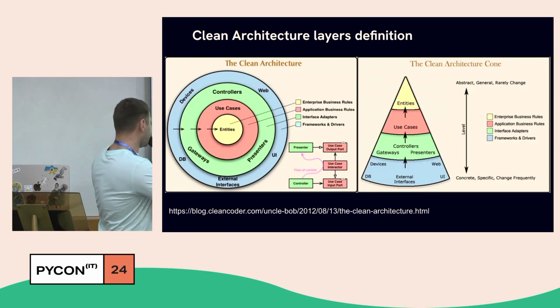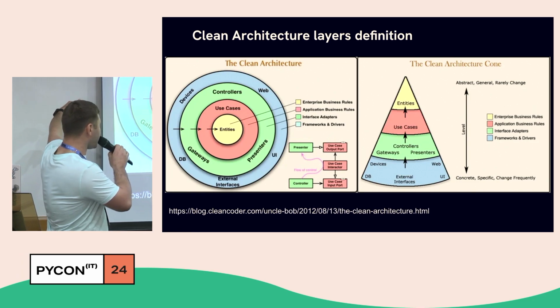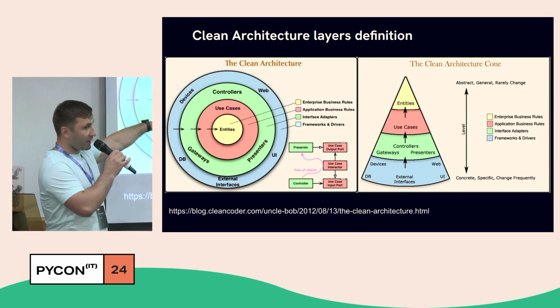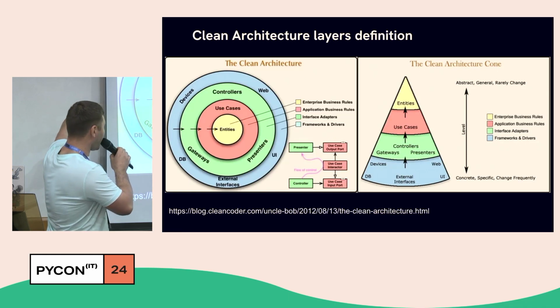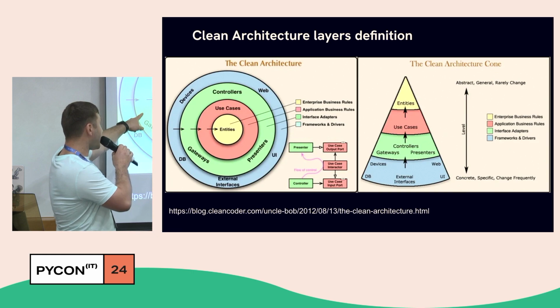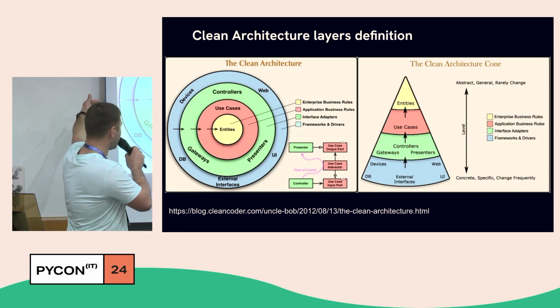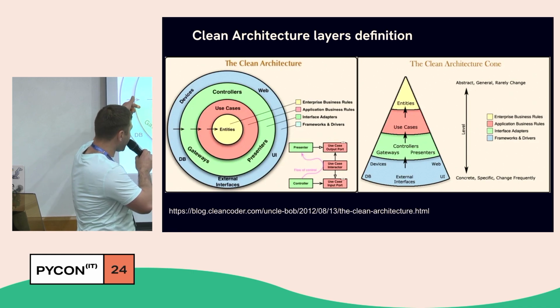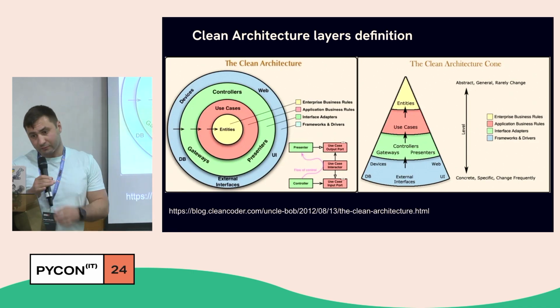An important thing is that we can see the arrows. They represent the dependency rule: entities are independent of use cases, and use cases are independent of controllers. But the controllers depend on use cases, and the use cases depend on entities.